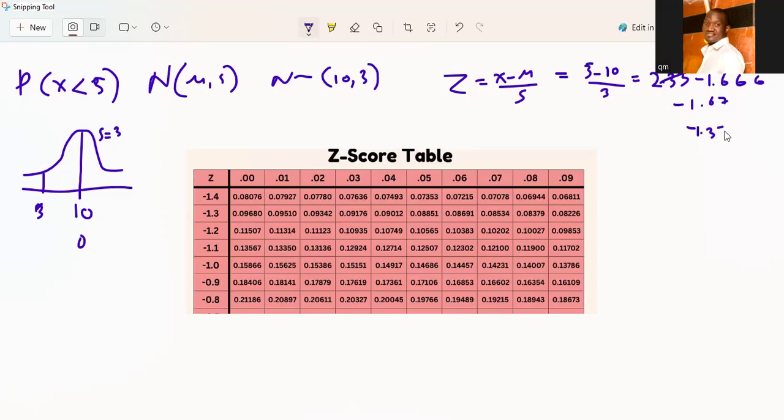I'm going to get negative 1.3 and under 3, this one here. So the reading here is 0.09176. Do we subtract from 1? No, we read it directly as it is. So it's a small reading here.